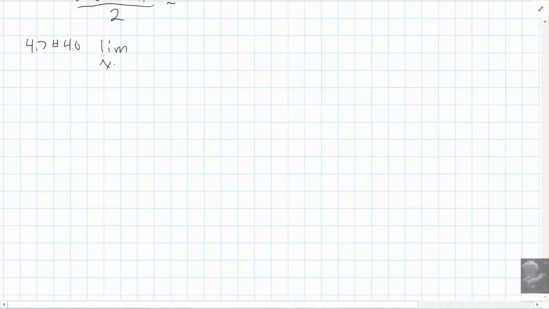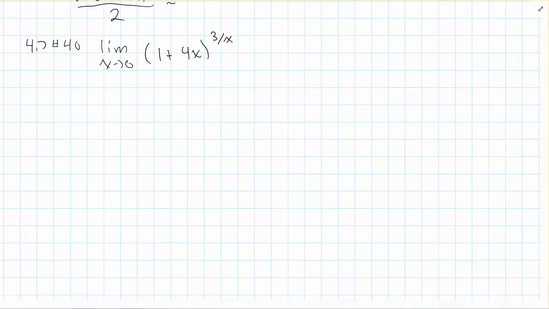Okay, so we've had a couple other questions here that I'm going to go over. So this is from 4.7, number 40. And what we're looking at here is doing a limit. So what we'll see here, we have the limit as x approaches 0 of 1 plus 4x to the 3 over x power.